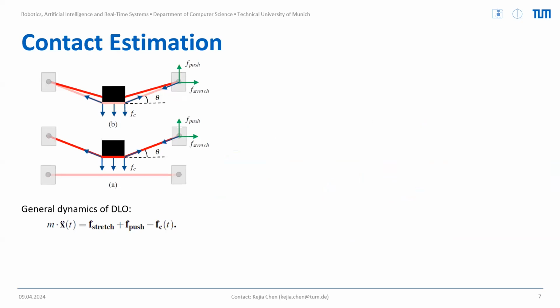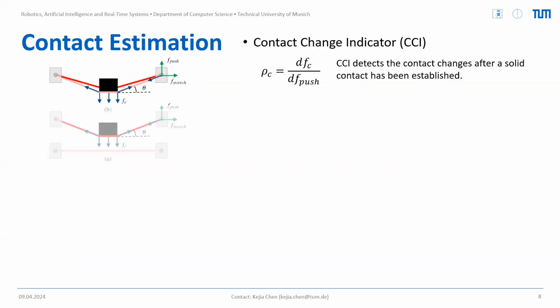After that, we also analyzed in detail the force interaction after contact is established. Generally, the DLO is under a stretching force F stretch and a pushing force F push from the robots, and a contact force FC from the clip. Taking only the components in the y direction into account, the dynamics of the DLO can be considered as a system that takes F push as input and generates outputs in the form of acceleration and FC. Then, inspired by the definition of stiffness, which is a ratio of the resulting deformation to the applied force, we define an indicator for describing the contact change, rho C, as the rate of change of the resulting contact force to the feed-forward force.